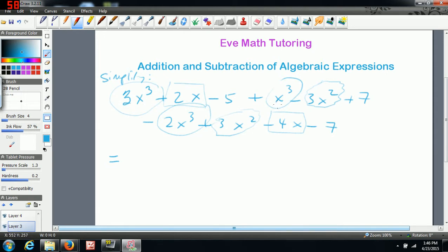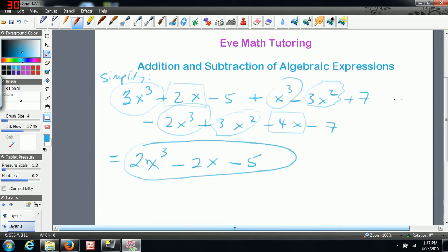So I've got 3x cubed plus 1. There's a 1 here if nothing's written. You always assume a 1. 3x cubed plus 1x cubed is 4x cubed minus 2x cubed is 2x cubed. Okay, then I do the x squareds next. Negative 3x squared plus 3x squared gives me 0x squared, so I don't have to write down anything. And then I've got my x's, so positive 2x minus 4x gives us negative 2x. And then finally we do the numbers. Negative 5 plus 7 minus 7 is going to give me negative 5. So that's how I would simplify something like this.